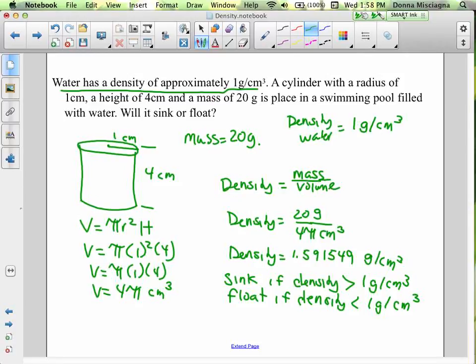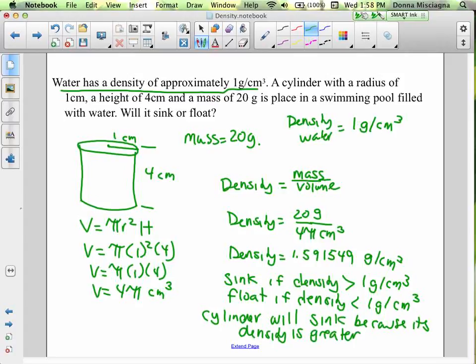All right, so here our density is greater than 1 gram per centimeter cubed. So the cylinder will sink because its density is greater than the density of the water.